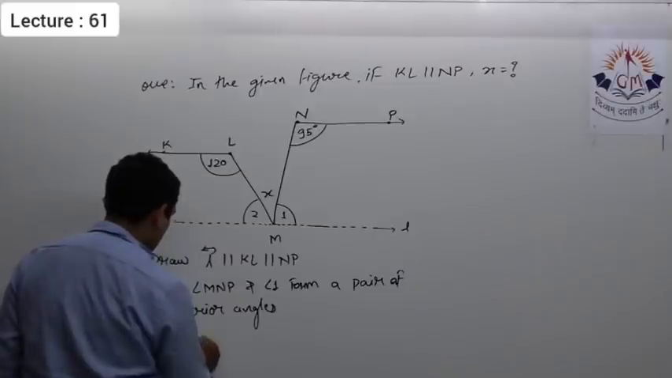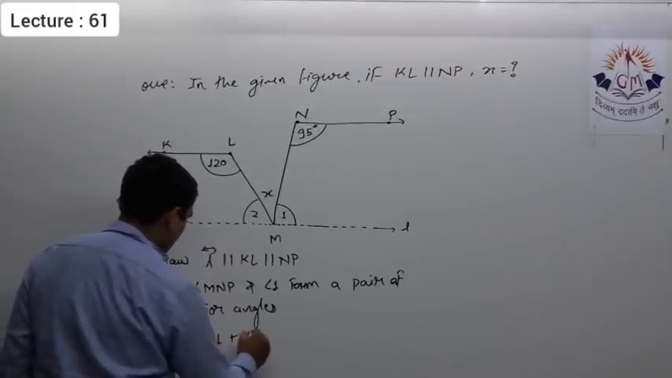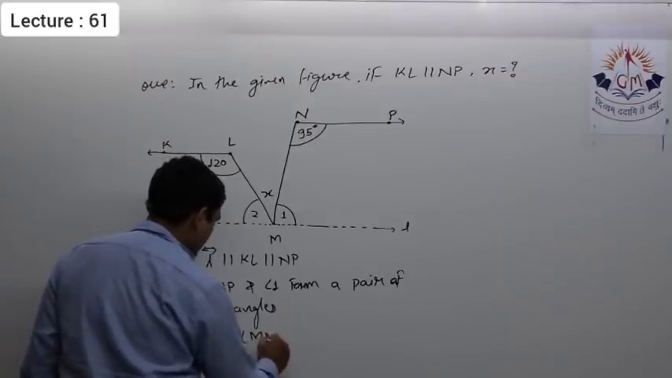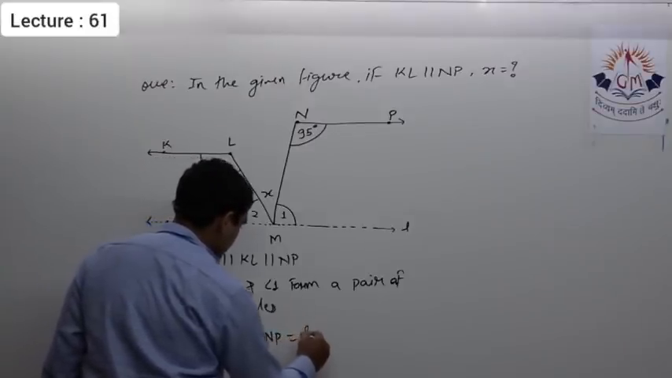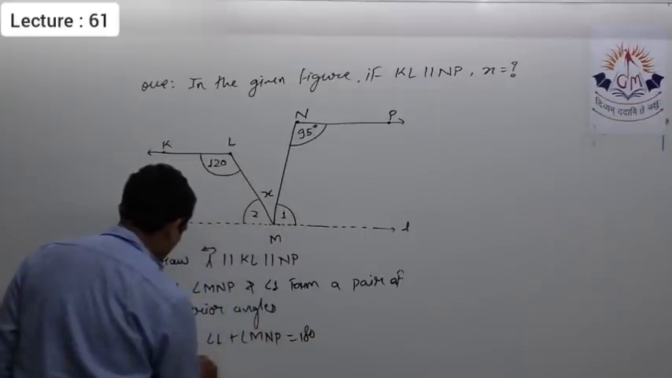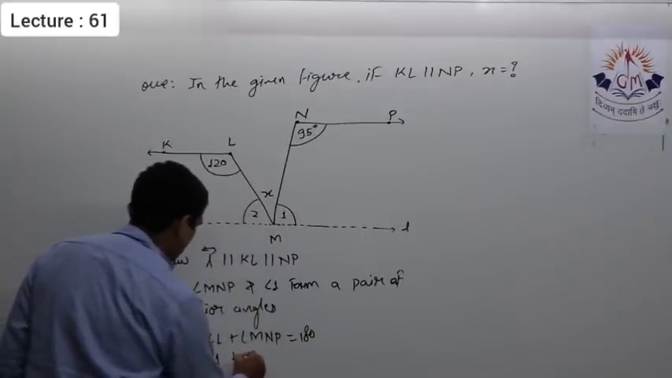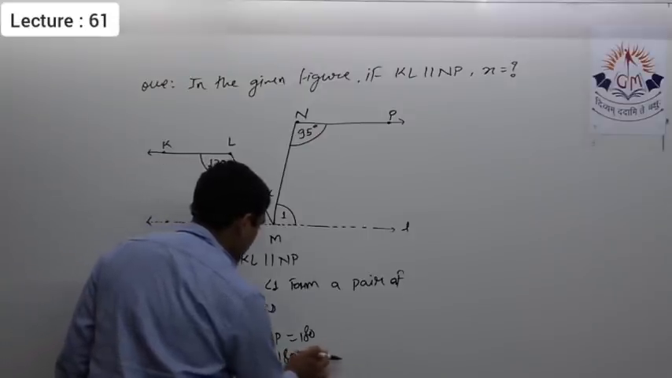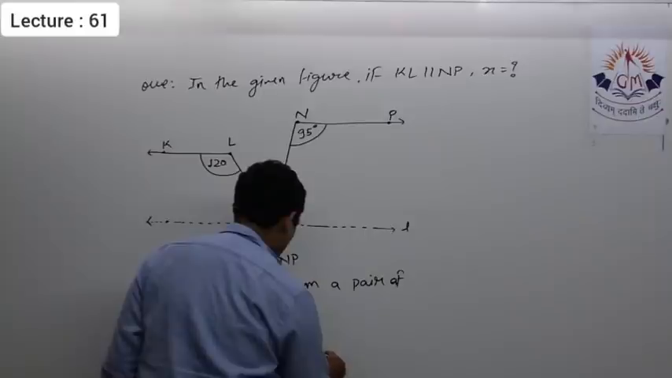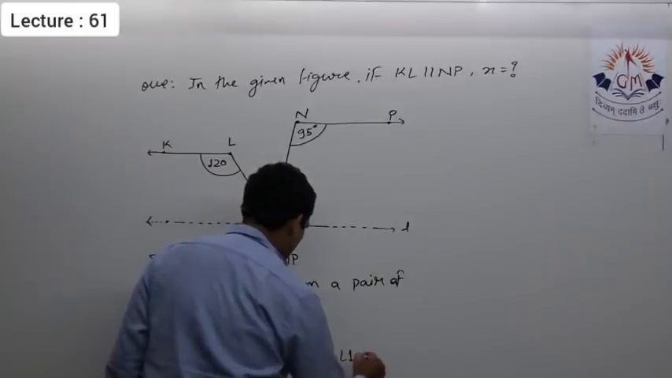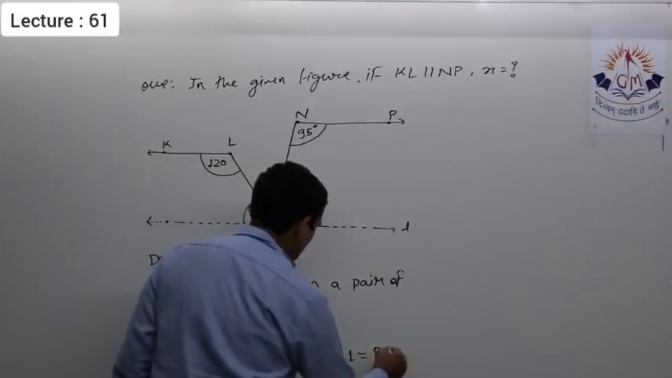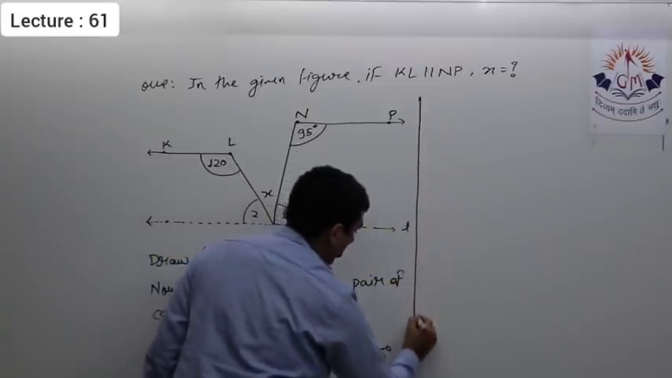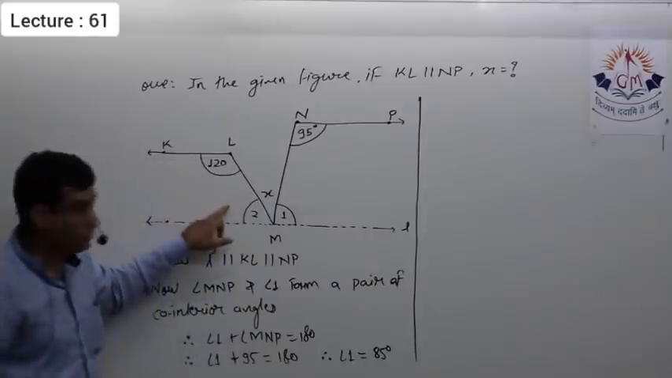Therefore I can say angle 1 plus angle MNP is equal to 180. Therefore angle 1 plus 95 is equal to 180, which gives you the measure of angle 1. Therefore angle 1 is equal to 85 degrees. Okay, now in a similar way, I will find the measure of angle 2.